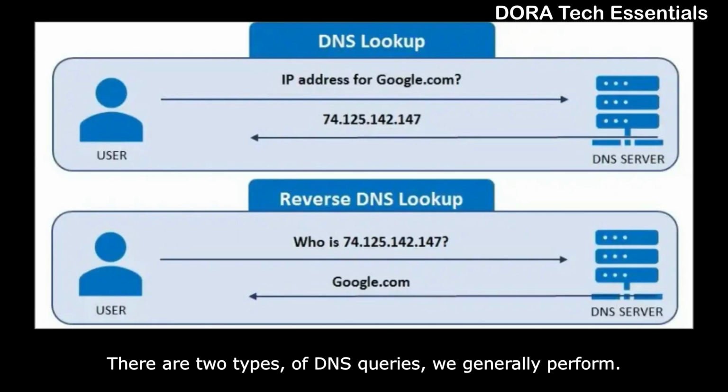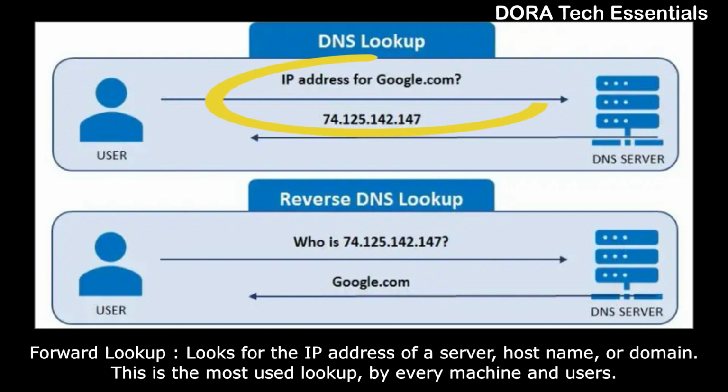There are two types of DNS queries we generally perform. Forward lookup looks for the IP address of a server, host name, or domain. This is the most used lookup by every machine and users.